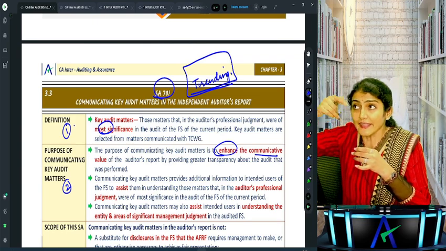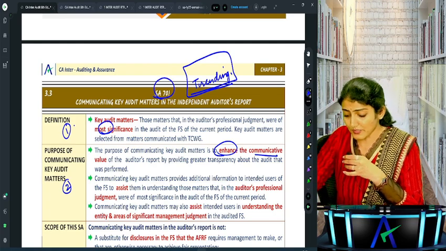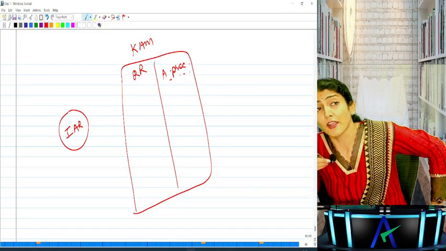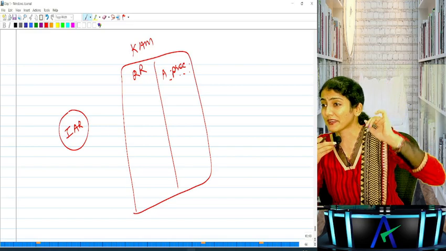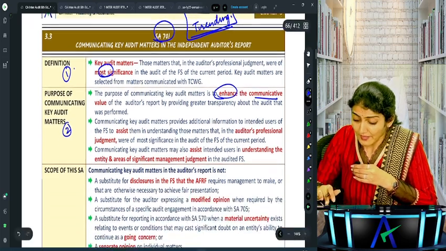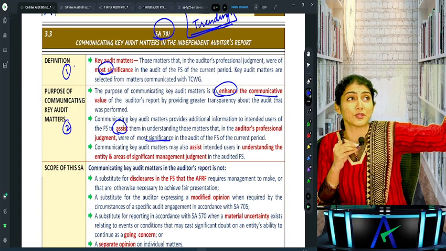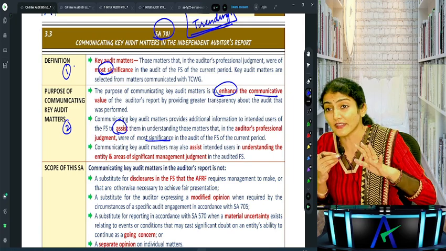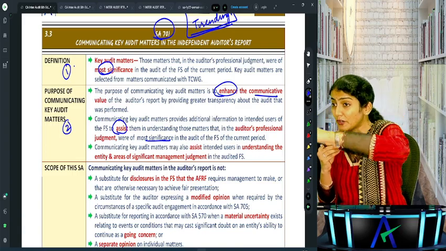Then second, I am a user of the audit report. I am a user of financial statements. And who has issued this report? The auditor of the company. Now, am I in a better position to understand, okay, auditor, when you did the audit, now I realize how much trouble you went through while checking revenue recognition? So it assists the intended users in understanding those matters that in the auditor's professional judgment were of most significance. Now can the users empathize with the auditor, how much effort you put into checking revenue?